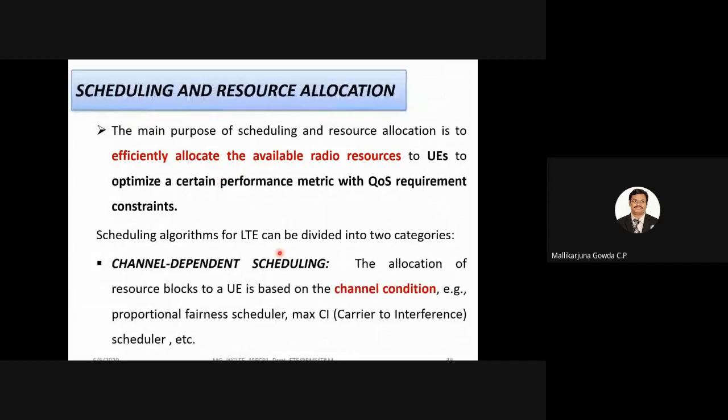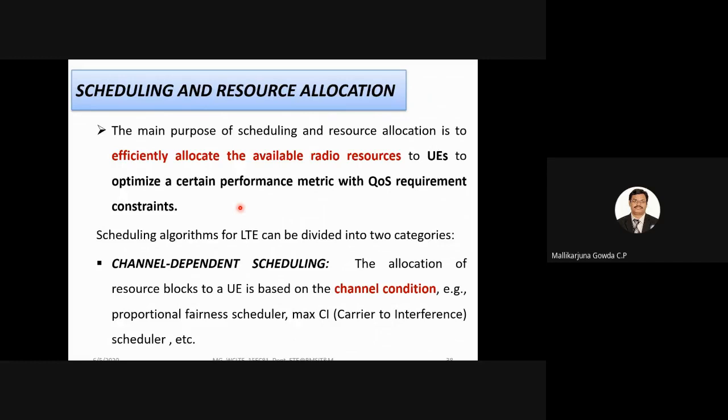Okay, scheduling and resource allocation is the next topic in that module. So the main purpose of the scheduling and resource allocation is to efficiently allocate the available radio resources to the user equipments. Okay. So that is the purpose of scheduling and resource allocation. It has to allocate the available radio resources efficiently to the user equipment so that it can optimize certain performance metrics with the quality of service requirements constraints.